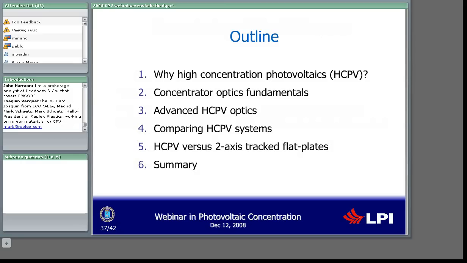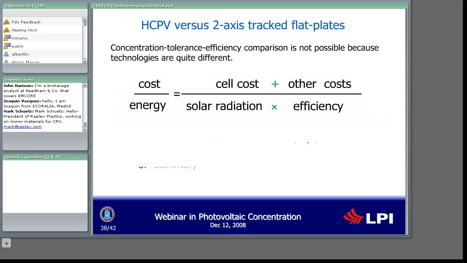Now, let's discuss comparing with the two-axis tracked flat plates. Comparing high concentration photovoltaics with flat plate tracking is not directly possible in the concentration tolerance efficiency space that we were discussing, because they are very different.